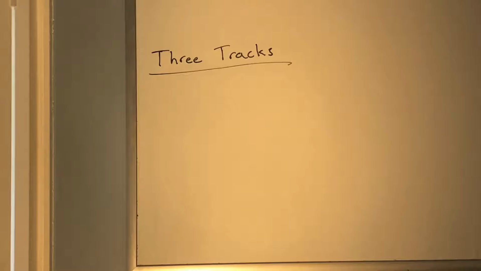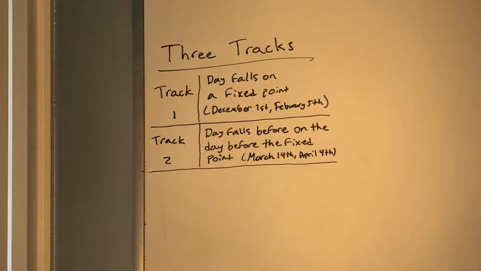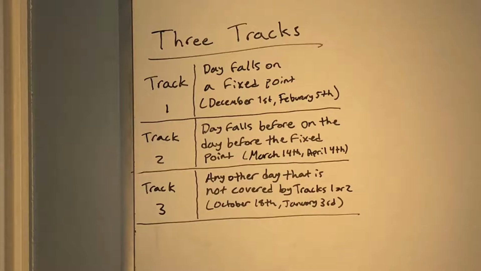Since we've talked about the Latin for the months and the fixed points, let's go through the 3 tracks that you could go down when you form dates in Latin. The first track is that your day falls on one of the fixed points. It's a day like December 1st or February 5th. It falls on either the calends, the nones, or the Ides. The second track is that the date falls on the day before the fixed point. So it falls on the day before the nones, before the Ides, or before the calends, dates like March 14th and April 4th.